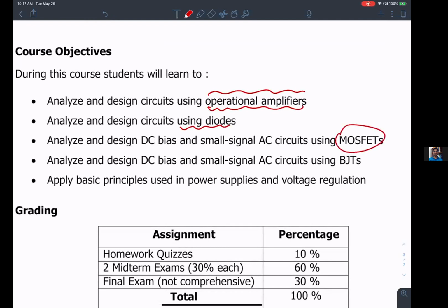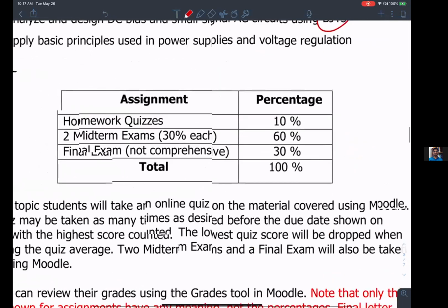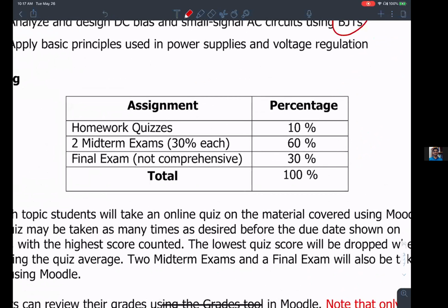You'll understand MOSFETs, BJTs, and then apply basic principles used in power supplies and voltage regulation. So here is the grading breakdown. Homeworks. The big chunk, as you can see, is the exams. There are 2 midterm exams, each worth 30%. There is one final exam, which is worth 30%. So a big chunk of your final grade is actually the exams.